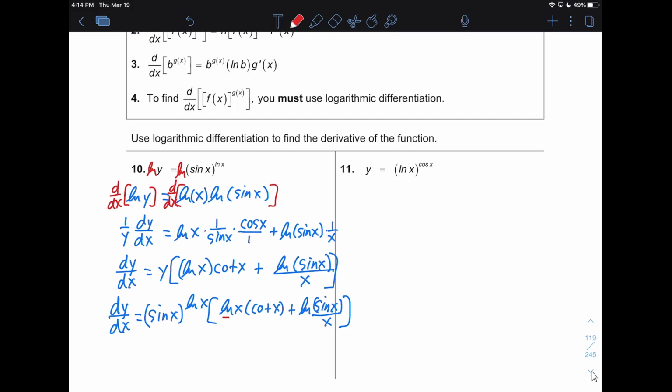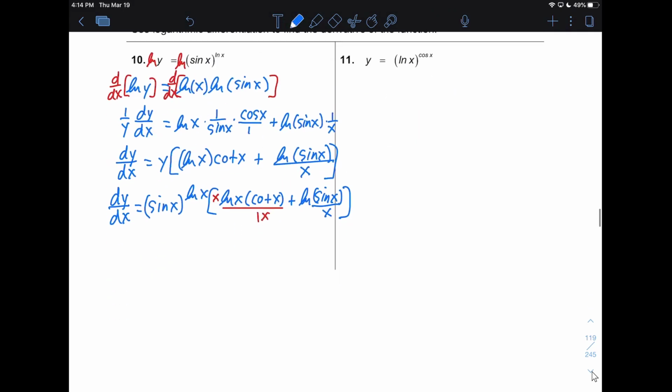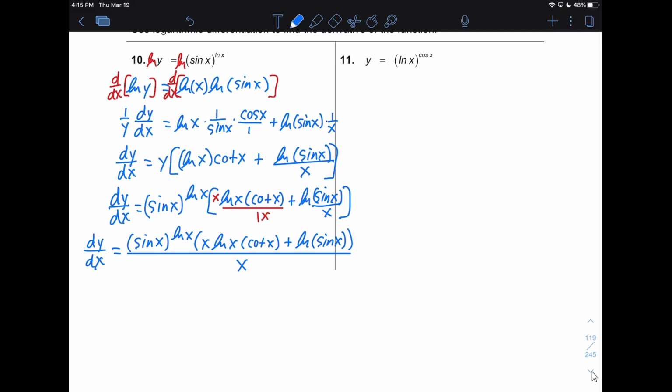Or if you wanted to get a common denominator, multiply top and bottom of this by x, we could have dy dx equals sine of x raised to the ln of x times x ln x cotangent of x plus ln sine of x, and all of this divided by x. So that would be a fine answer.